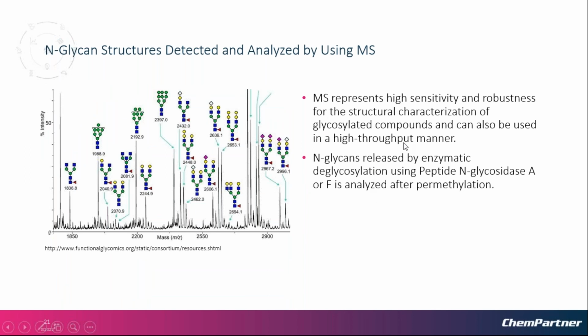The left panel represents a high-throughput workflow. We know mass spec offers high sensitivity and robustness for the structural characterization of glycosylated compounds, and can also be used in a high-throughput manner. The N-glycans released by enzymatic deglycosylation using peptide N-glycosidase A or F are analyzed after permethylation, as on the left panel.